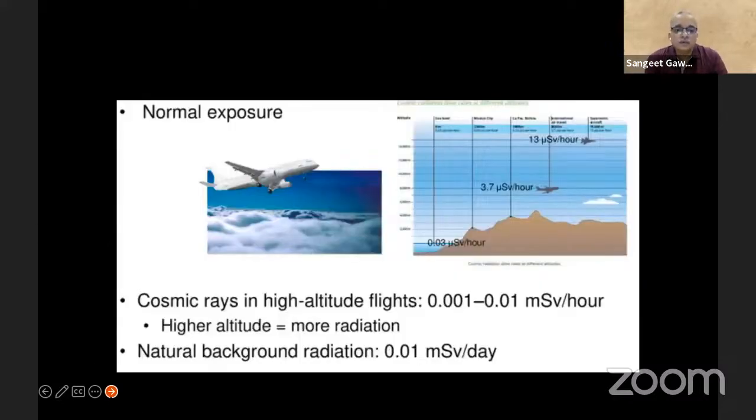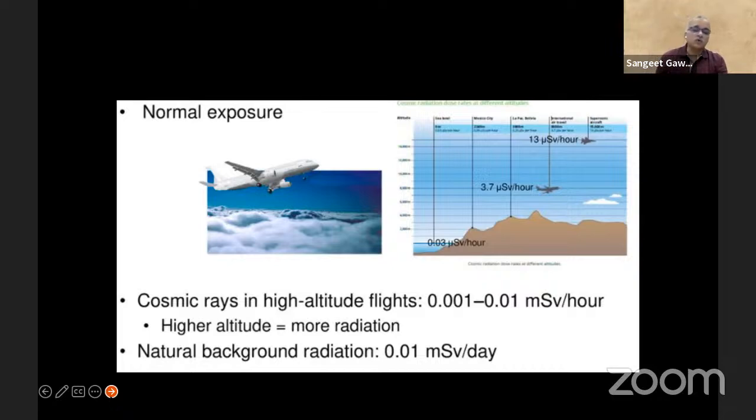Now, in our day-to-day life, we have a normal exposure. We have a normal background radiation, and that is 0.01 millisievert per day. So on the ground level, we are receiving radiation from various sources, which is equivalent to 0.01 millisievert per day.